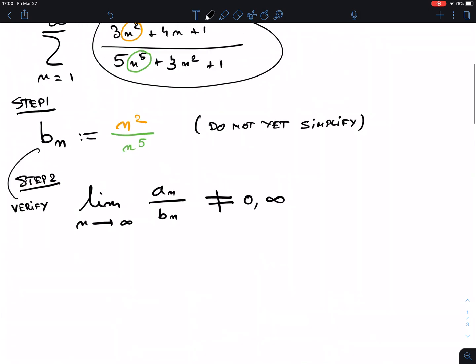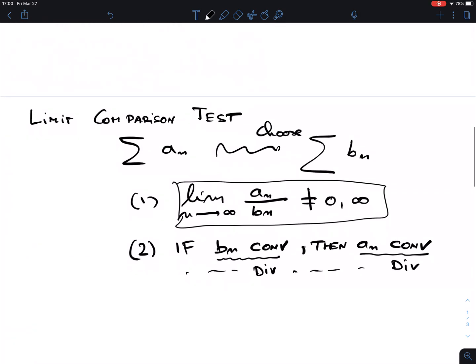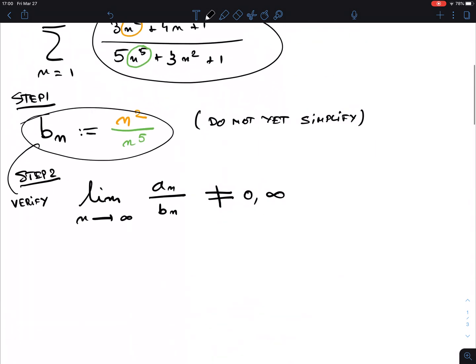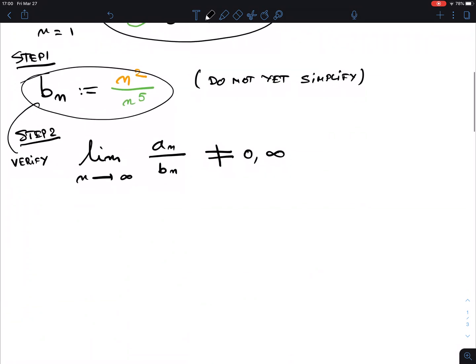So going back, I gave you a recipe for finding b_n. This is my b_n. The next thing I have to check is this one. Alright, so let's do this. And again, the way that we do it is different than we normally do.